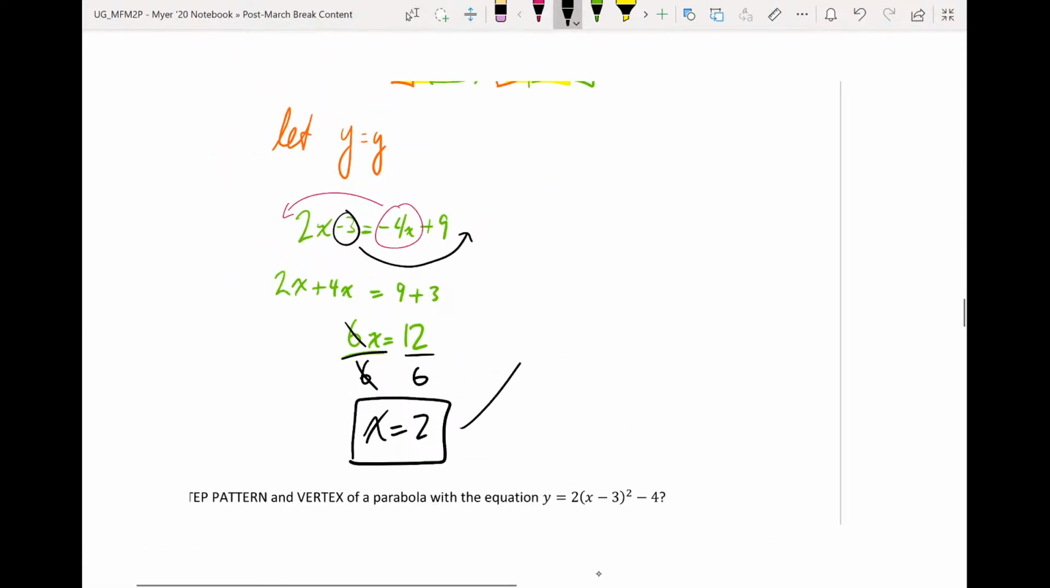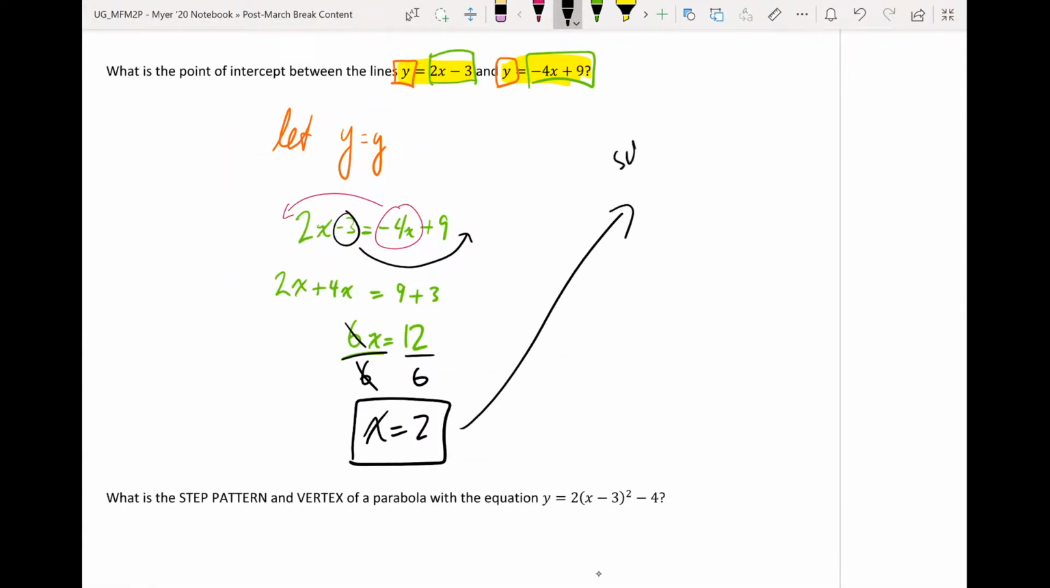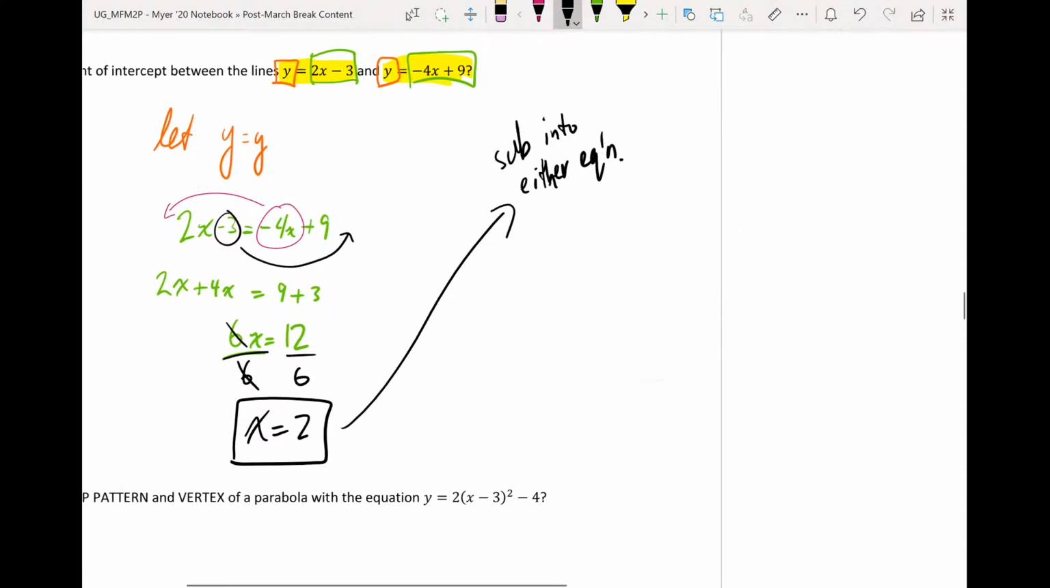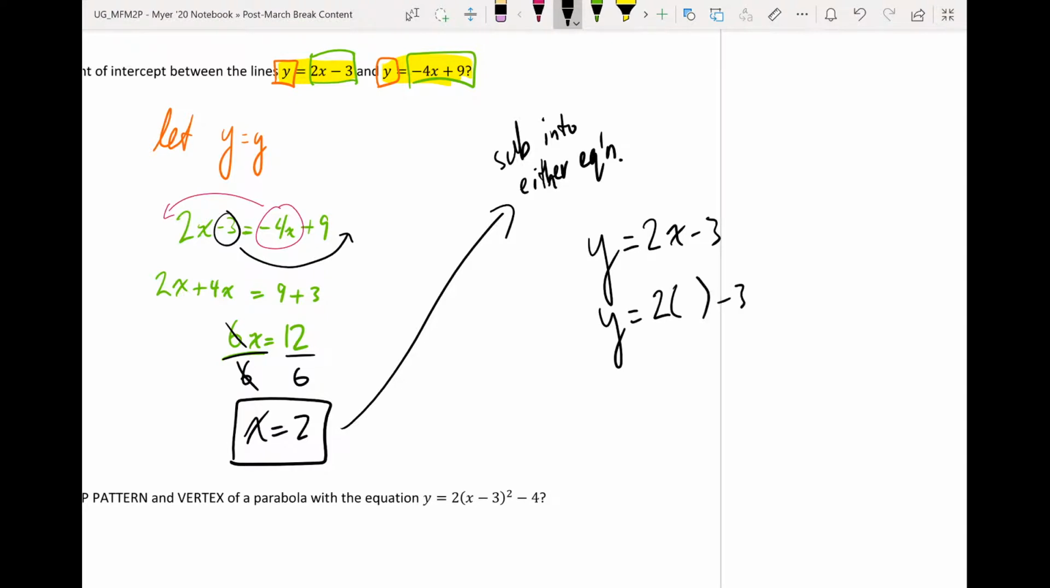So now that we have an x-coordinate, we sub it into either equation. So if I pick the first one, like y equals 2x minus 3, y equals 2 times 2, we're going to put that value in. Two times 2 is 4, minus 3, y equals 1.